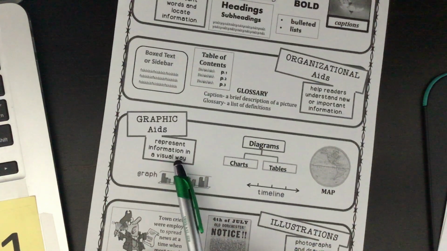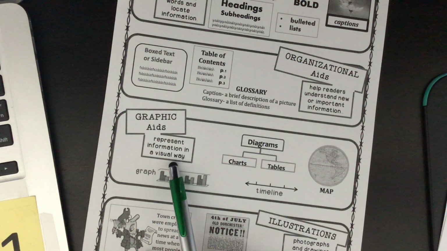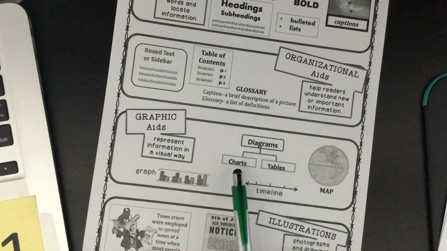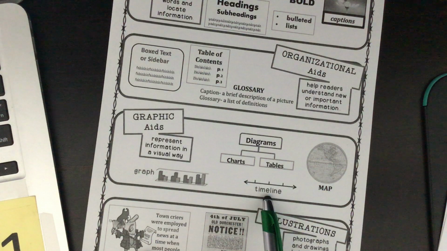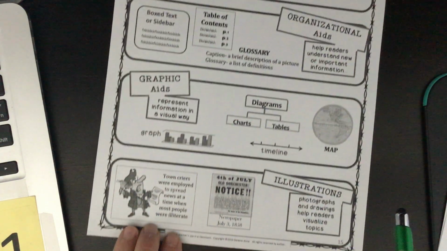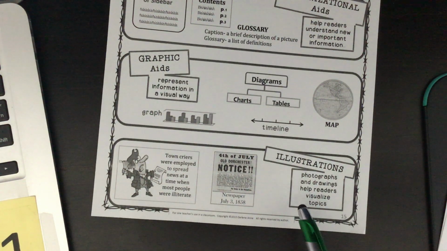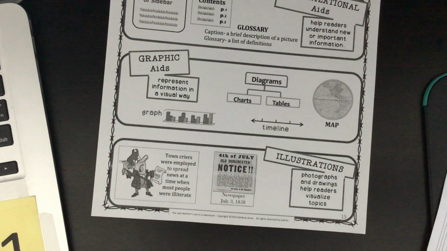And then we have graphics, which I know is something we used a lot with our infographic, using diagrams, charts, tables, maybe a timeline, depending on what you're doing there. And then naturally illustrations. What photos are you going to add to enhance your feature article? What are those going to look like?